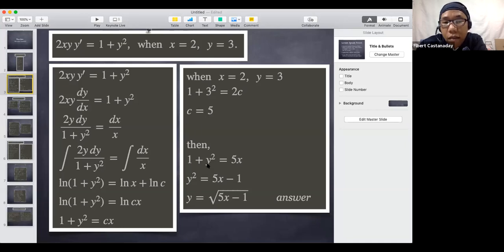So we now have the particular solution. Plugging this value of c into the general solution gives us 1 plus y squared equals 5 times x. And if you are asked to solve for y, you can put the equation into this format. You transpose 1 to the right-hand side, you have 5x minus 1. For us to eliminate the exponent here, we take the square root of both sides of the equation. So we have y equals the square root of 5x minus 1.